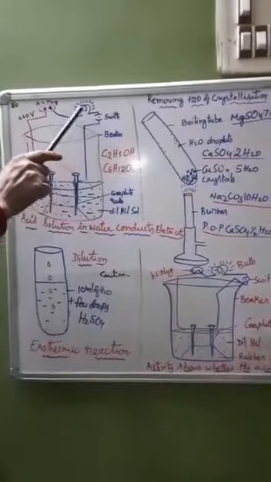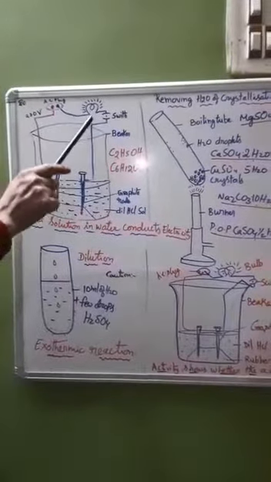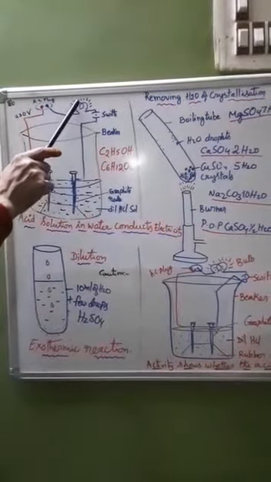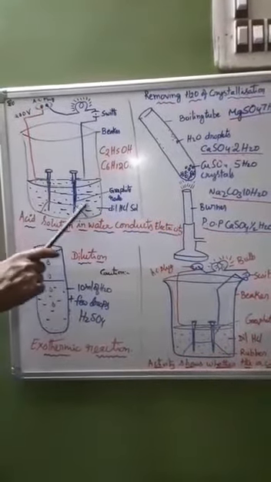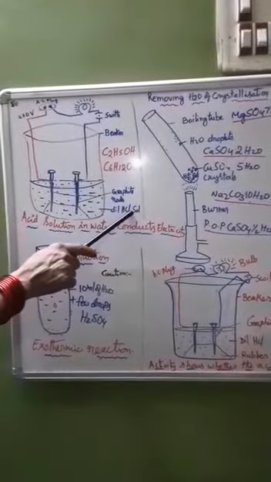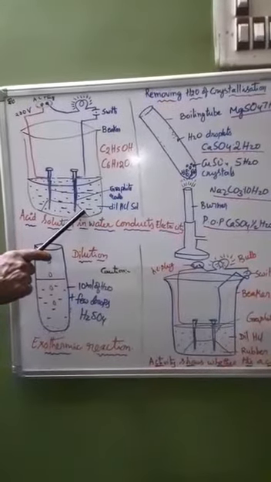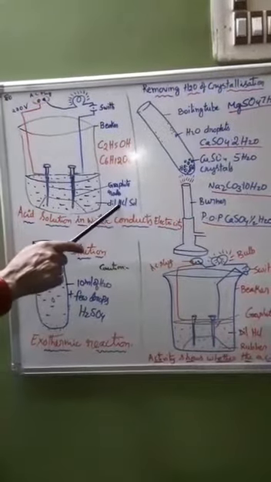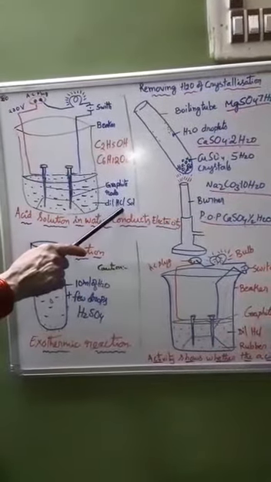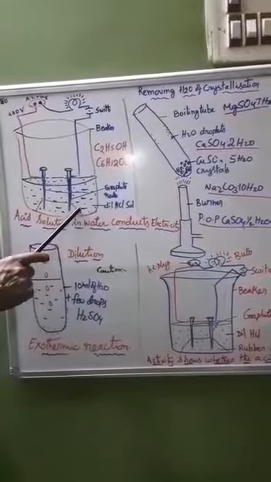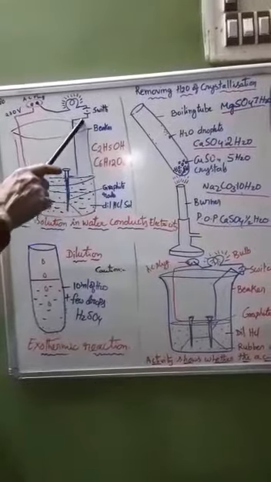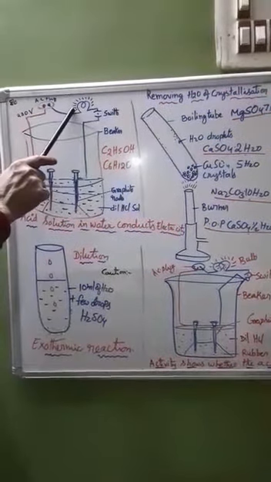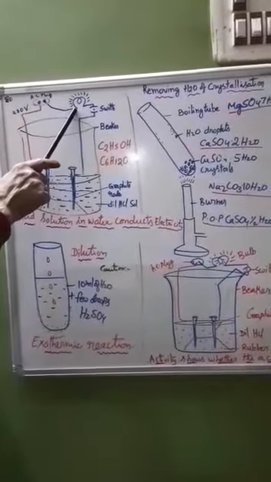If you switch on, the circuit will be closed, the current passes through it and the bulb starts glowing. It indicates that dilute hydrochloric acid, when dissolved in water, releases H positive ions. Due to the H positive ions and Cl negative ions, because of these free ions, the electricity will pass through the wire. That is the reason the bulb starts glowing.